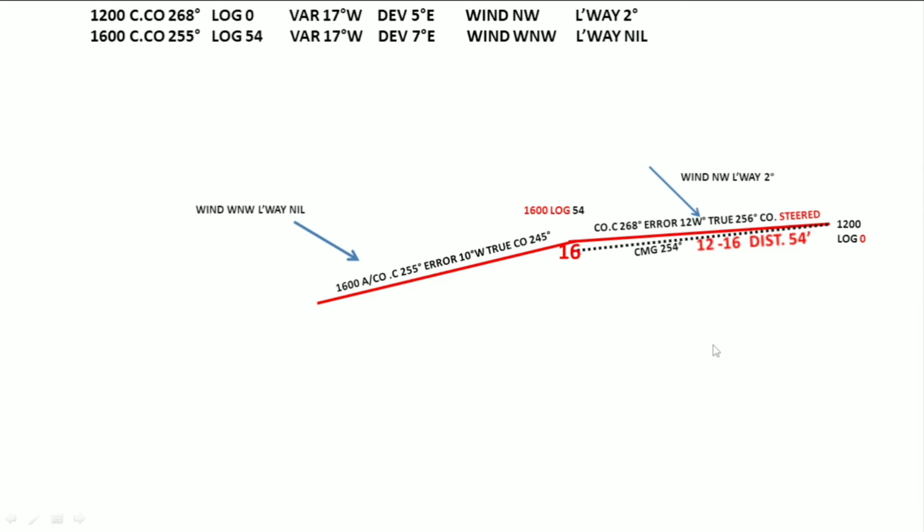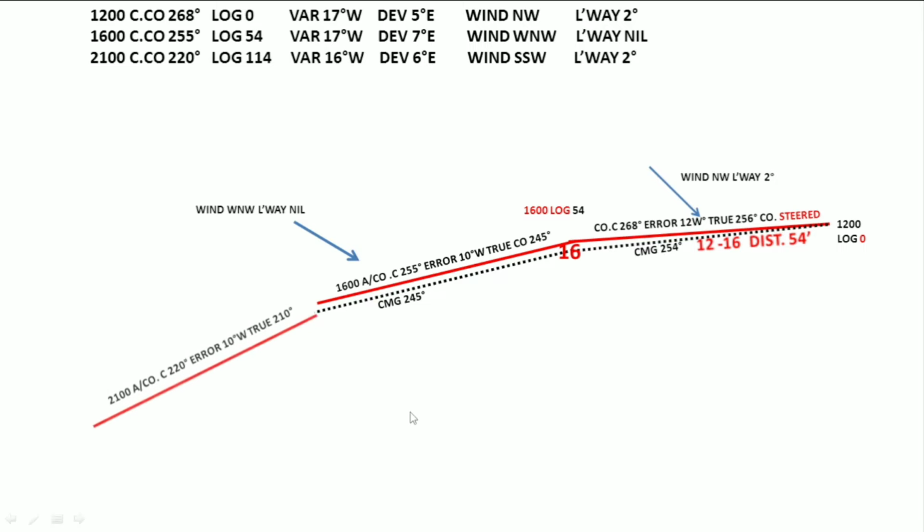In this case, wind is from west northwest, there is no leeway, so I will continue to be making good the course that I'm steering, 245, and it will be somewhere here because of the wind. I was pushed down, so instead of being at this point, I'll be somewhere here. So this is the course made good here, 245.